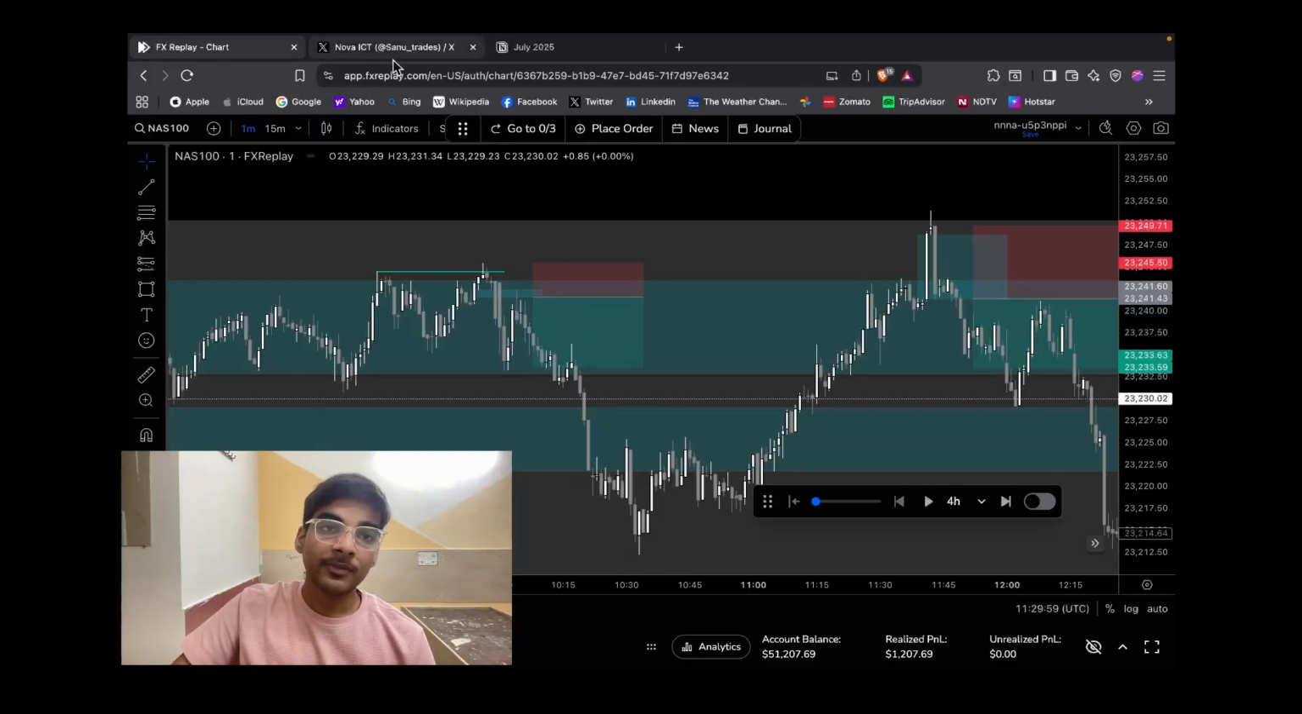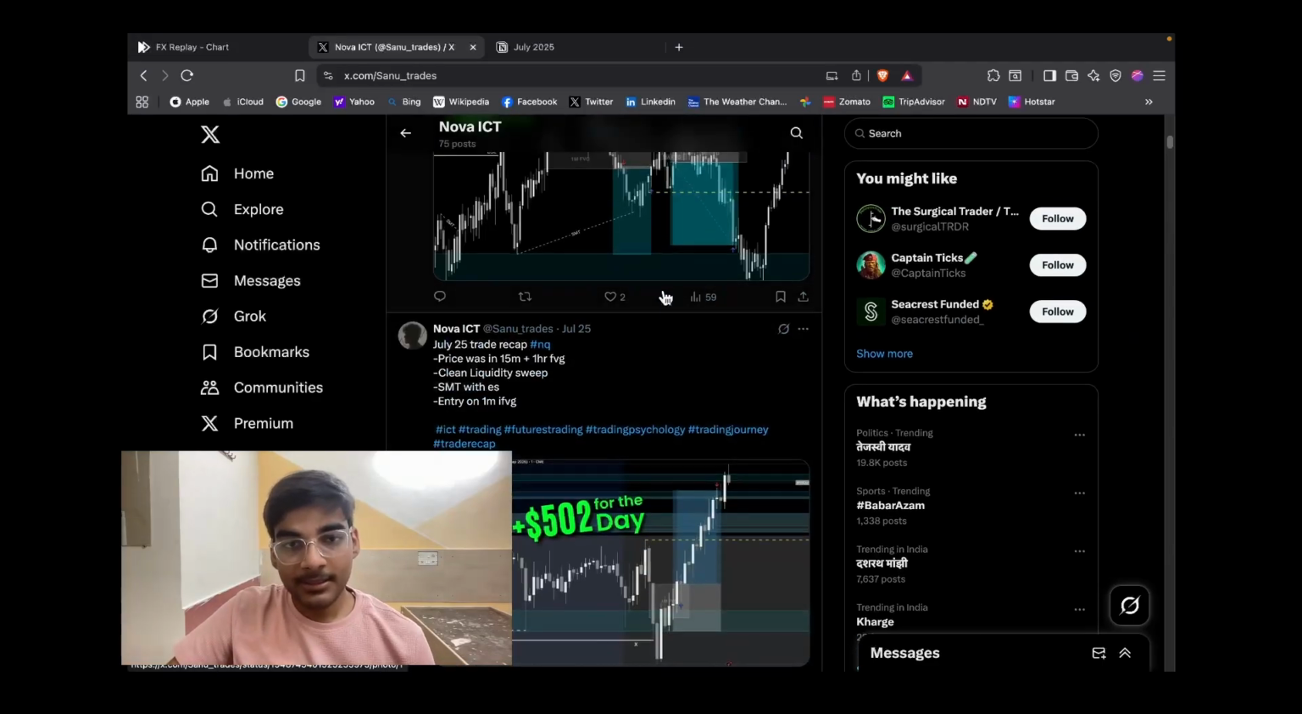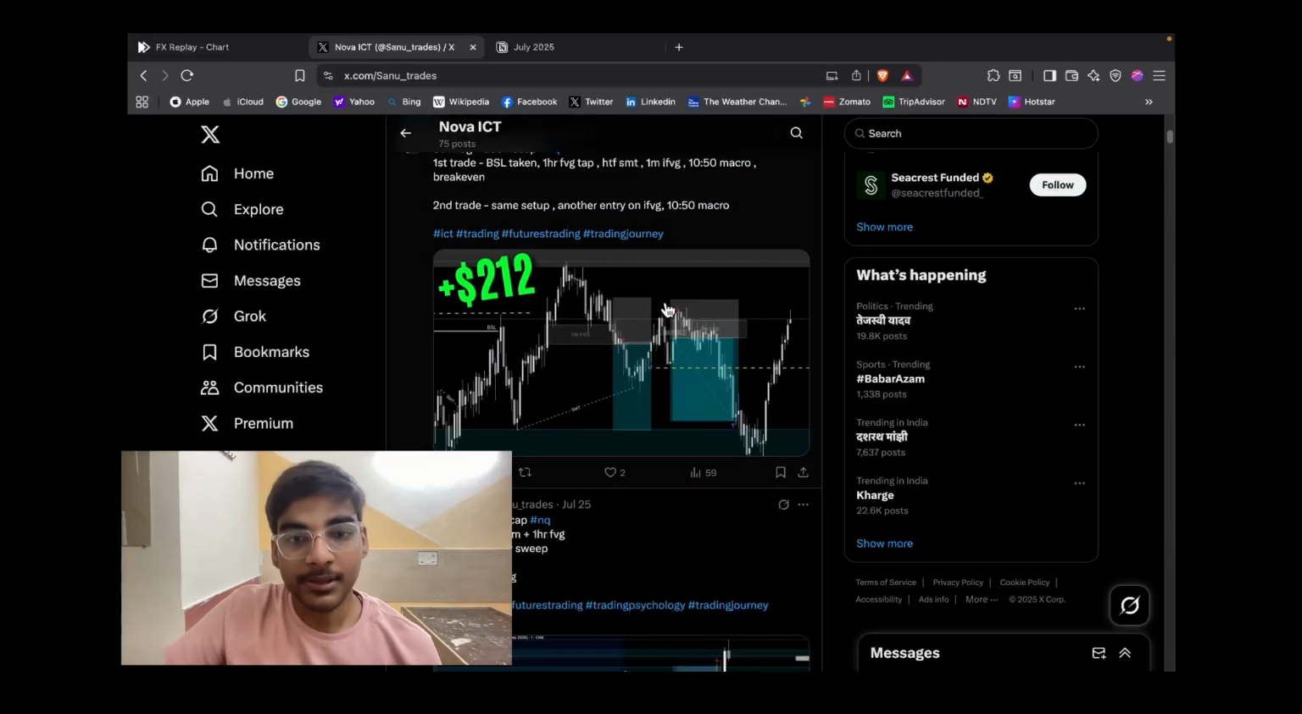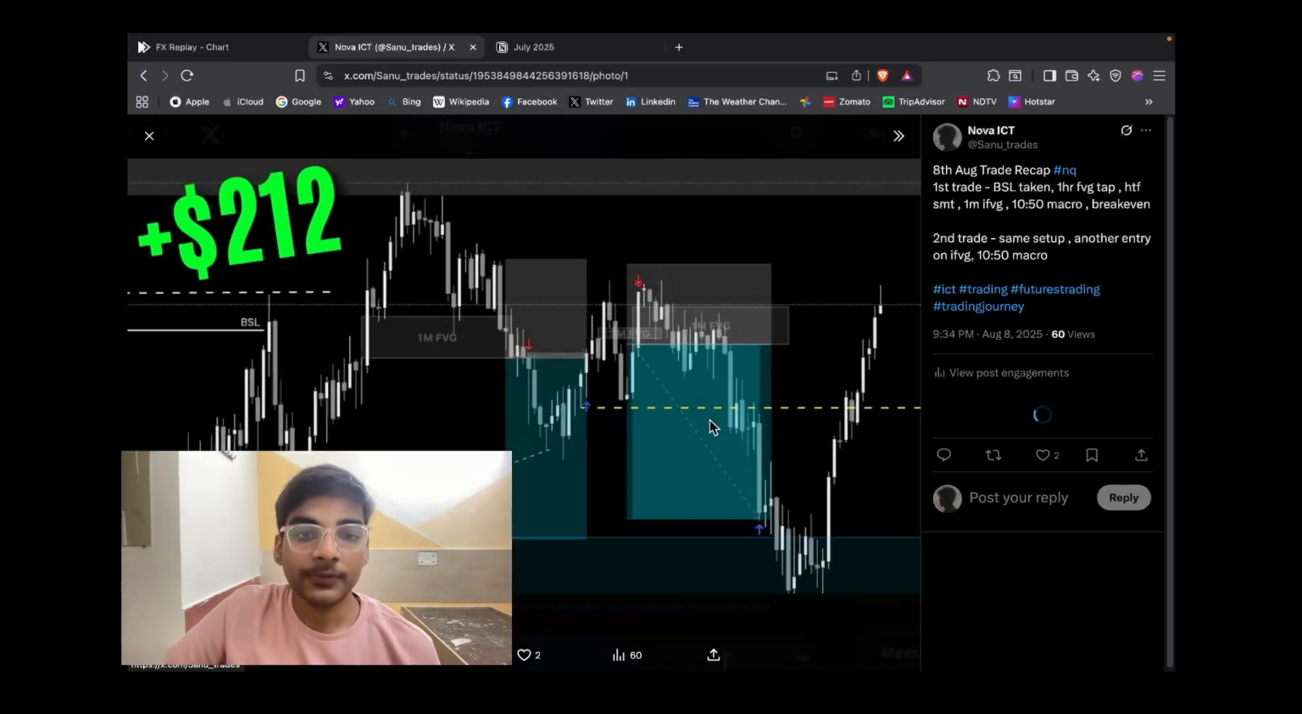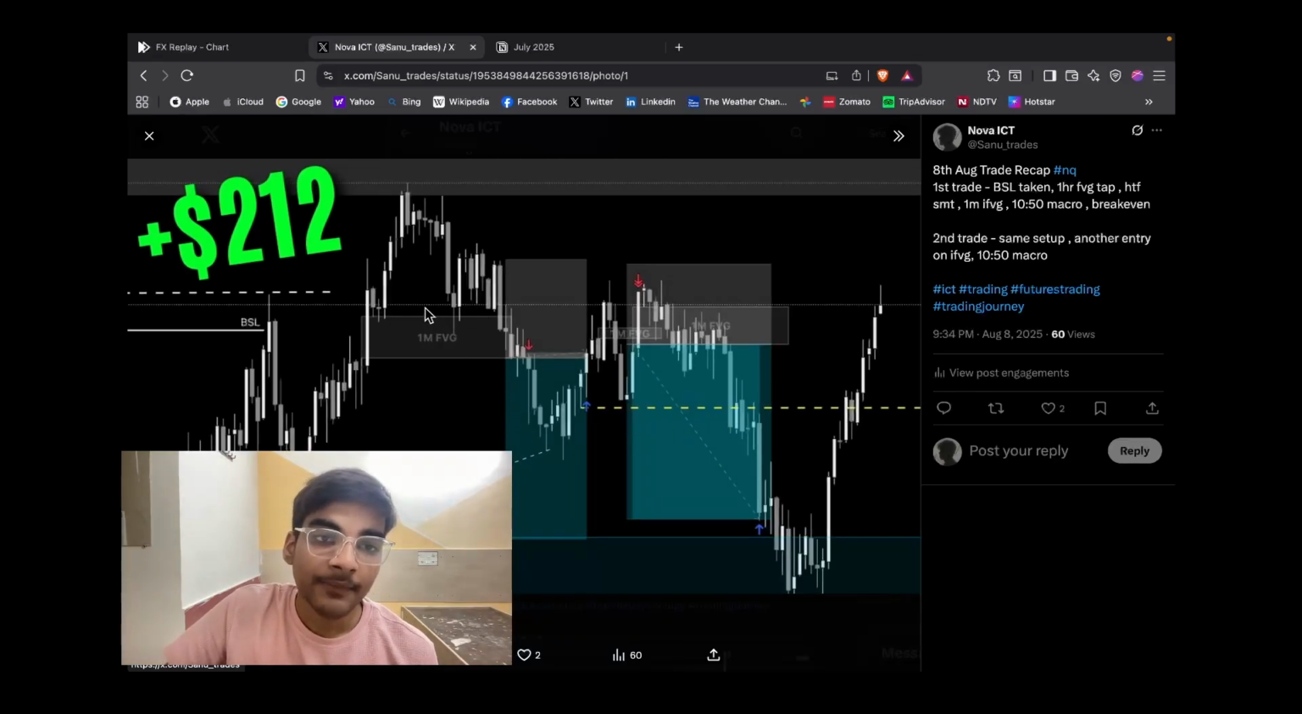Let me show you on my Twitter also. You can see many examples I posted of the trades that I took. Here, this is a buy side liquidity, we took the liquidity here and then we inverse the fair value gap here. So I took short, and at 1 hour I shifted my SL to break even. Price came up and hit my break even, so I was stopped out at break even.